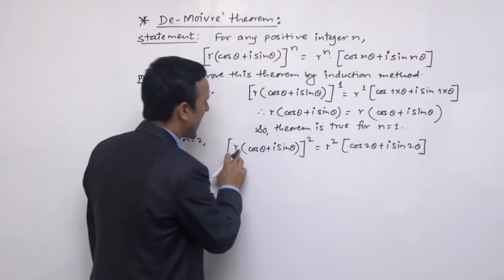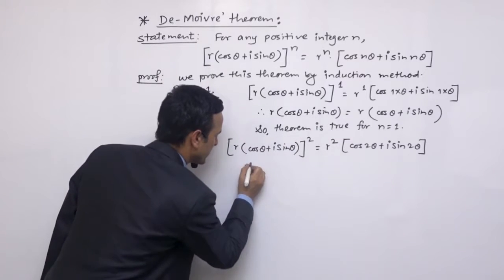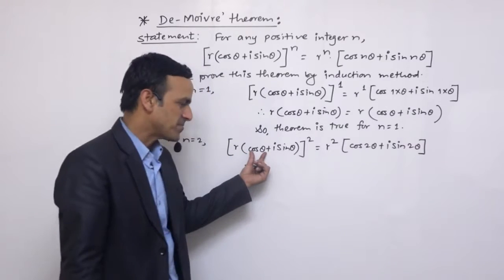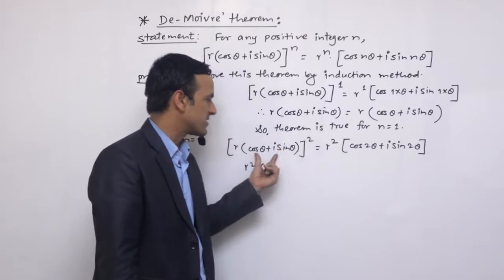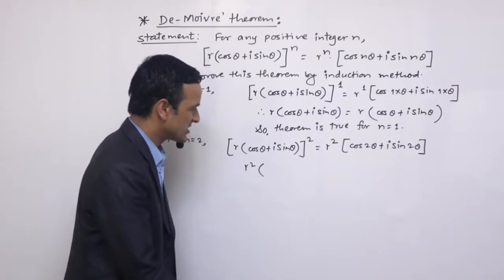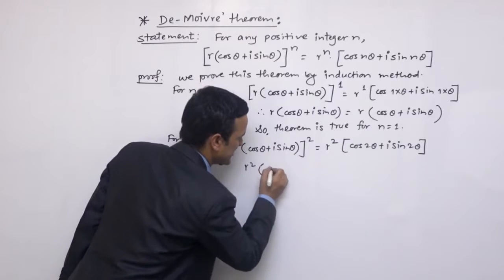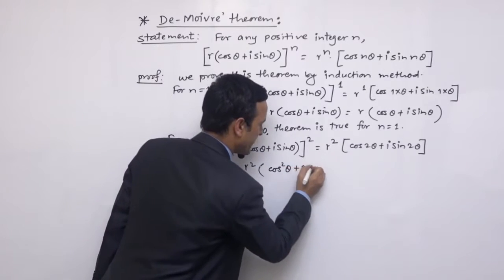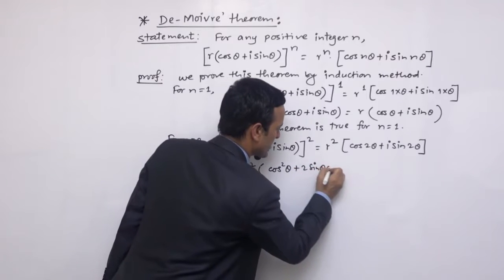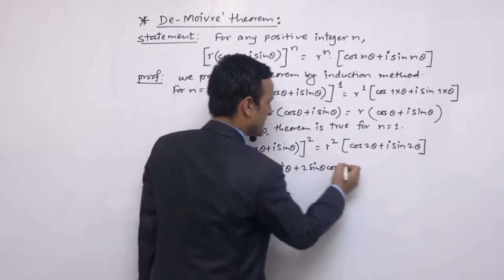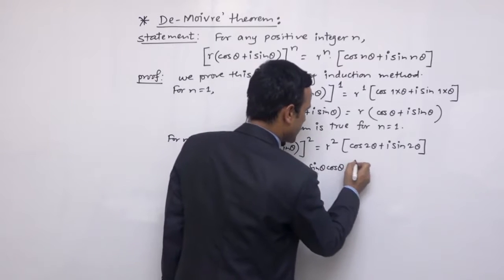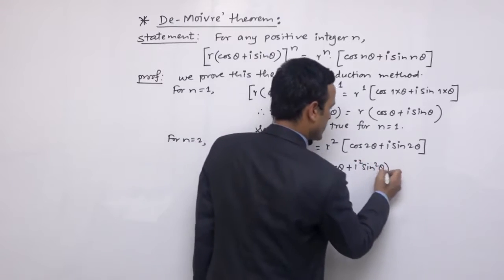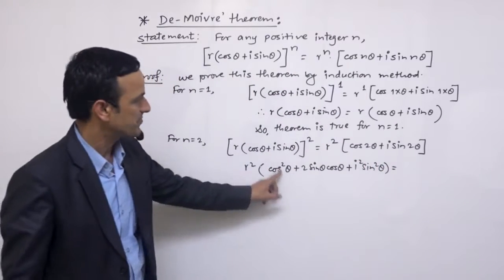Now this is r square, no mention, and here cos, this is a plus b power 2 means a plus b whole square. Now we can use the algebraic formula. A plus b whole square means it is a square plus 2ab, 2 sin theta cos theta, plus b square means I square sin square theta. So this is the formula obtained from this.